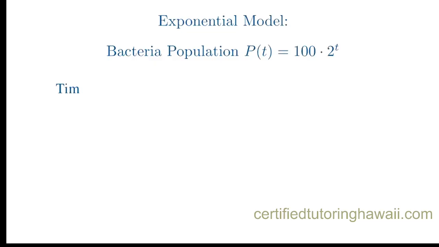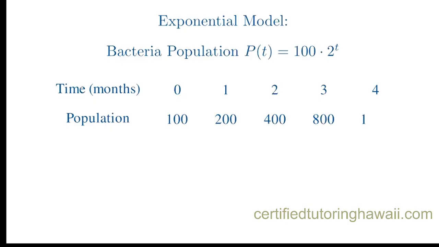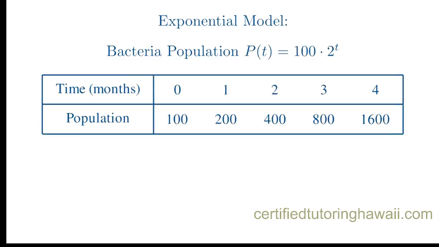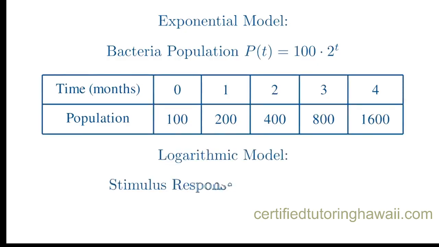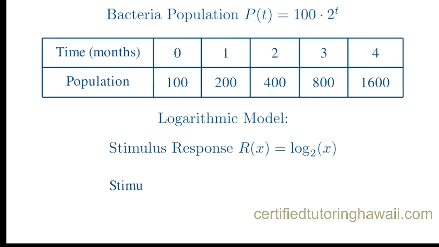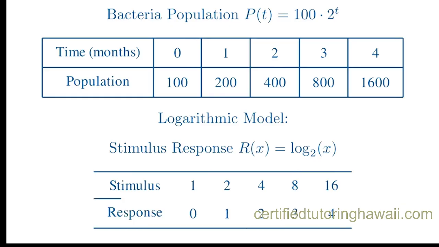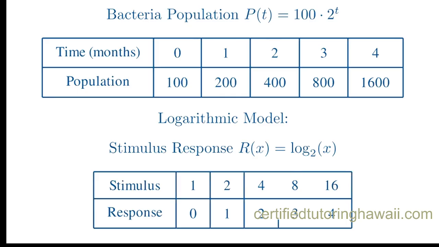Let's make the inverse relationship concrete with a simple example. Suppose we have a bacteria population that doubles every month. This is exponential growth. After t months, starting with 100 bacteria, the population P is given by P of t equals 100 times 2 to the power of t. After 4 months, the population is 1600. Now, let's look at the inverse. A logarithmic model. Imagine a stimulus that doubles in intensity, and each doubling gives us a +1 response. The response R is R of x equals log base 2 of x, where x is the stimulus. To get a response of 4, you need a stimulus of 16.